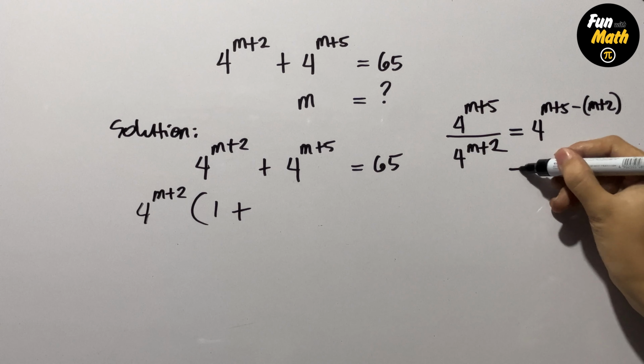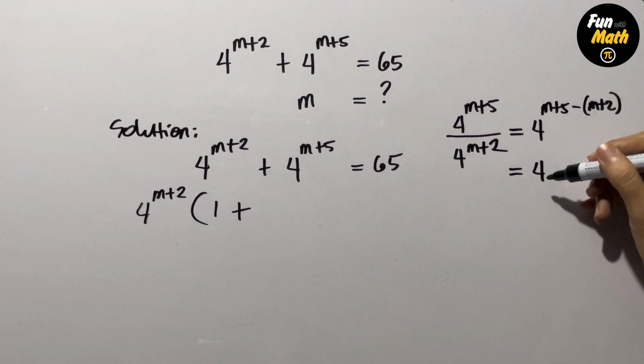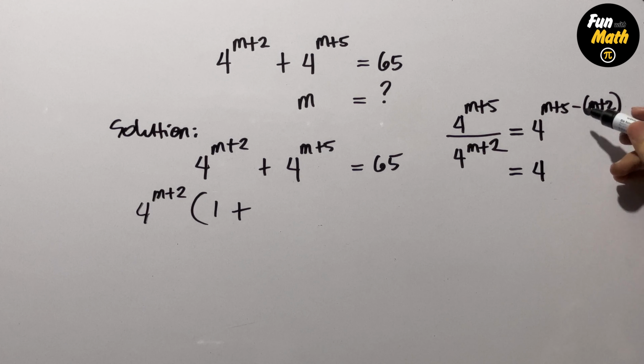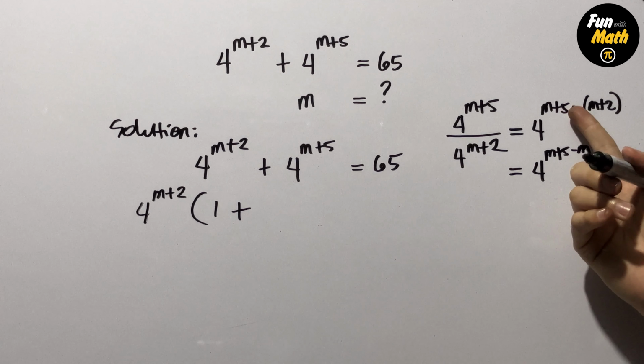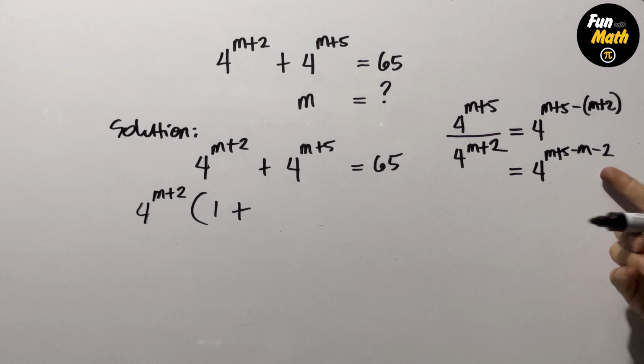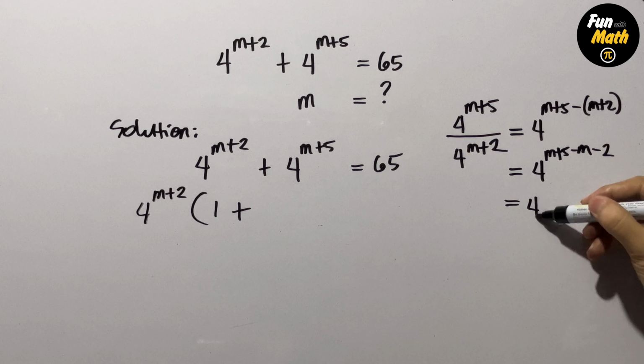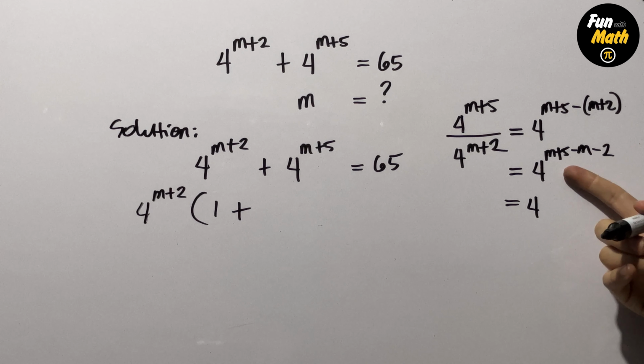And the next equals 4 to the power of, let's multiply the negative to this side. So this is now m plus 5, negative times m, that is negative m, negative times 2, that is negative 2. So simply redistribute the negative sign here. And next, this is 4 to the power of, combine like terms.